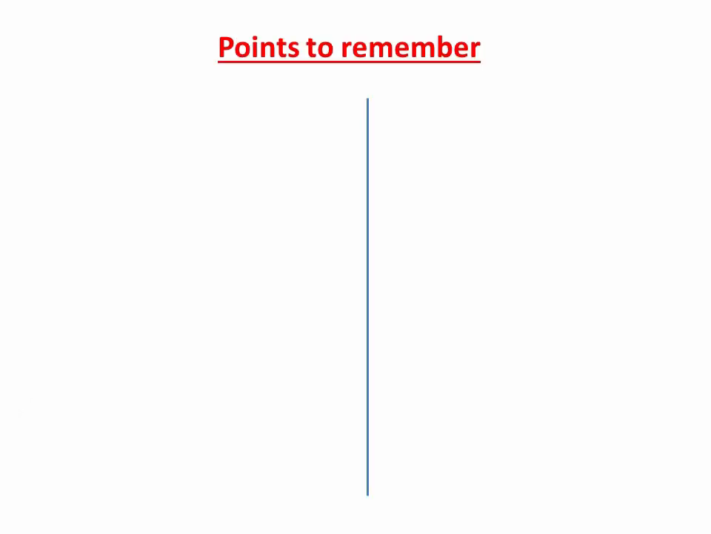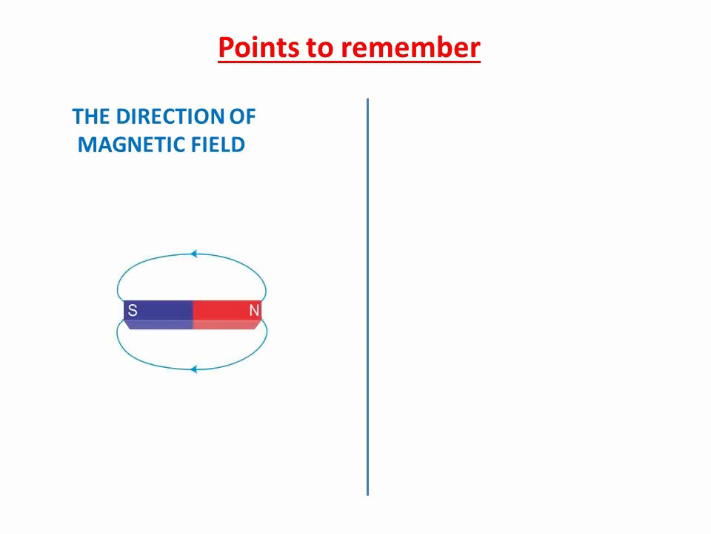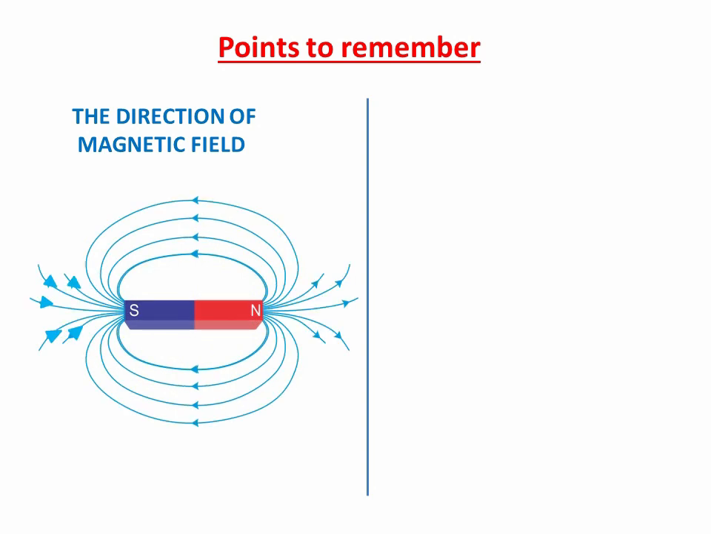Let us see some basic points to remember. To know the direction of magnetic field, see this bar magnet. The lines of force, that is the magnetic field, just move from north pole to south pole. For the whole volume of magnet, we can see the magnetic field as shown in figure. So, the magnetic field moves from north to south.